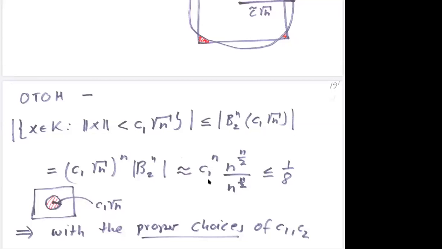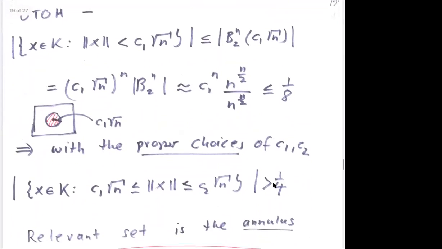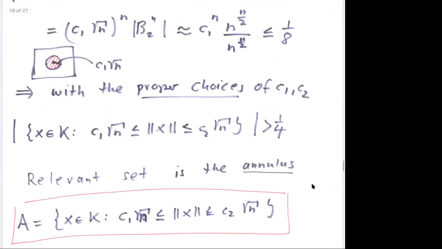So if we choose the C1 accordingly, we can make this smaller than 1/8. So this volume here that is inside the ball with radius C1 root n, where the C1 is chosen, is also small. So this says that with the proper choices of C1 and C2, the volume that is in this annulus or in this thin shell around square root of 2, this volume can be made large, namely bigger than 1/4.